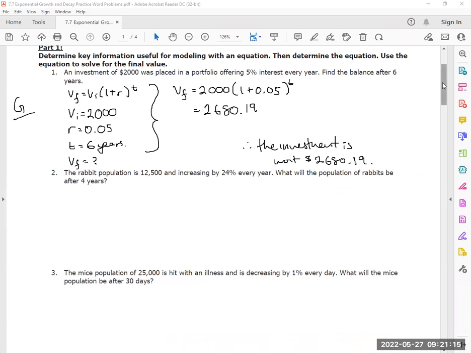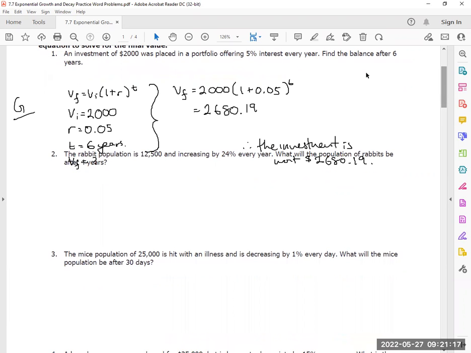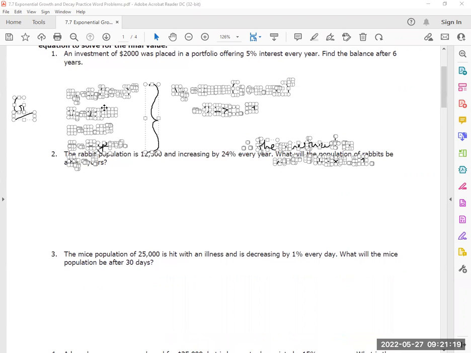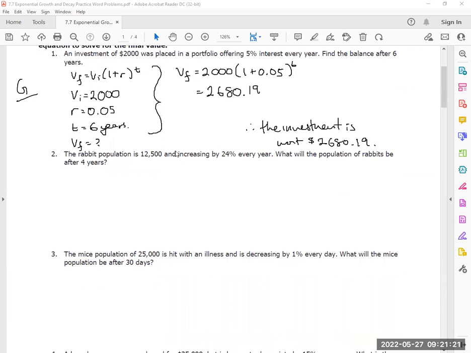While you're working on that, we're going to jump to number 3. And I'd like you to once again, if you're with me, read that and tell me if it's a growth or a decay. It's really important to use the proper formula.